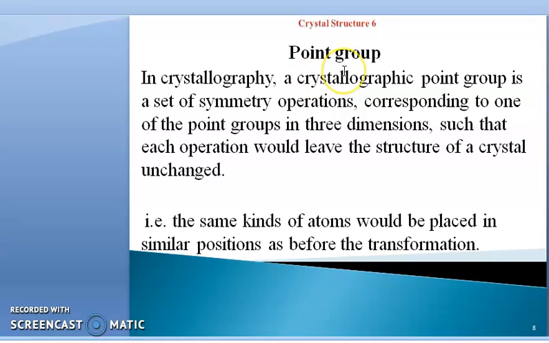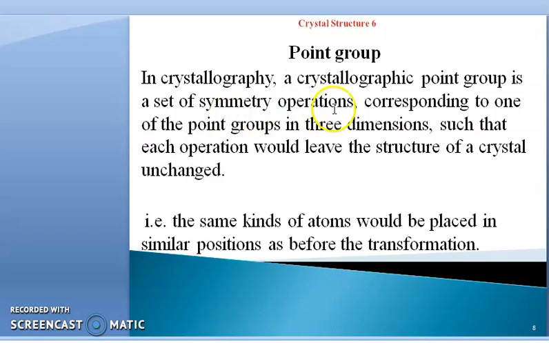Now, what is point group? Very important concept. Point group and space group we are discussing. In crystallography, a crystallographic point group is a set of symmetric operations corresponding to one of the point groups in 3 dimensions, such that each operation would leave the structure of the crystal unchanged. There is no change in the crystal because of these operations.